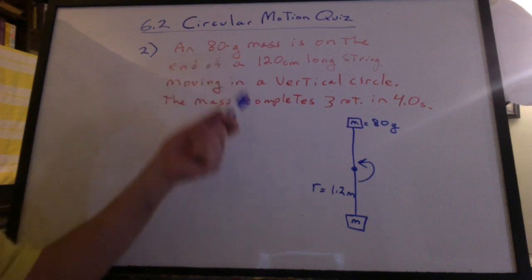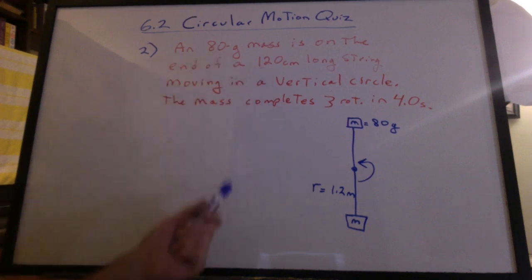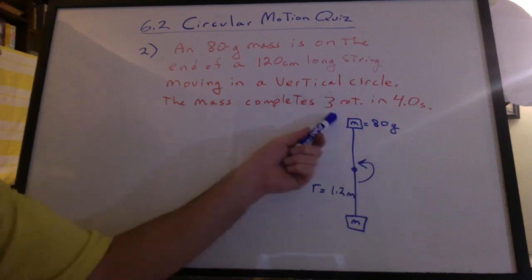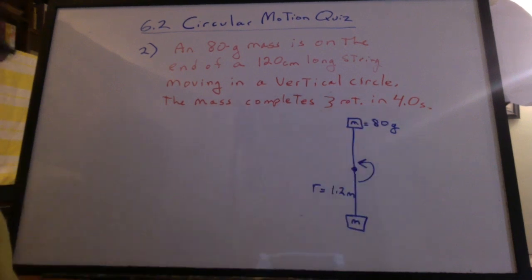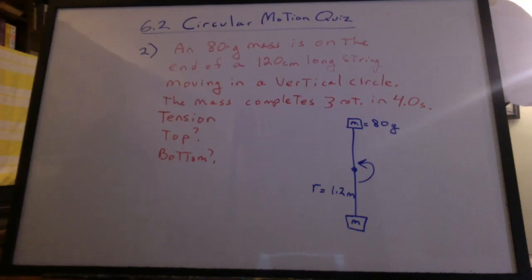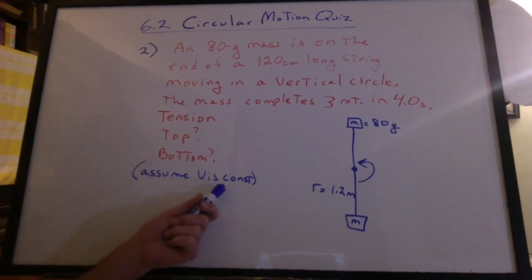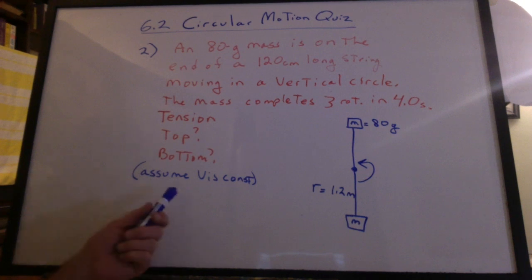Okay, let's take a look at our second lab. We had an 80-gram mass on a string 120 centimeters long going in a vertical circle. What if this mass completed 3 rotations in 4 seconds? Can you find the tension in the string at the top and at the bottom? Now remember, in this lab, we assumed that the velocity is constant. That's not true. That's okay.